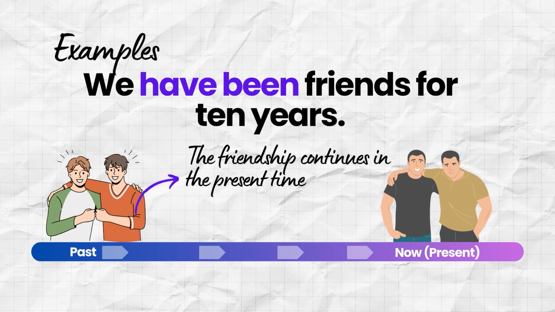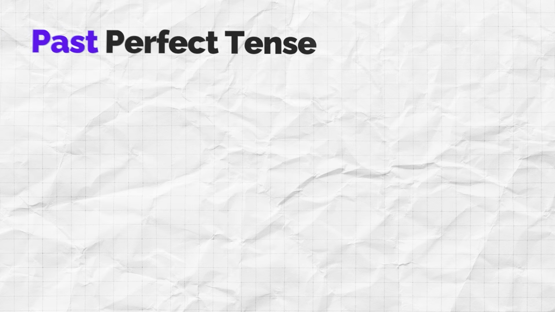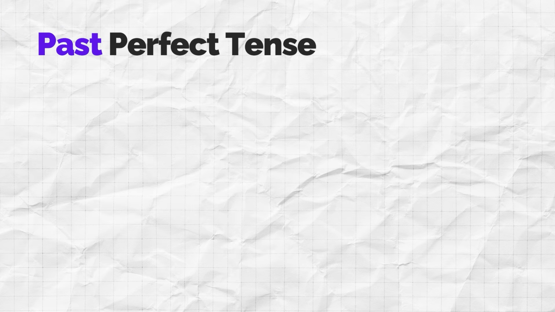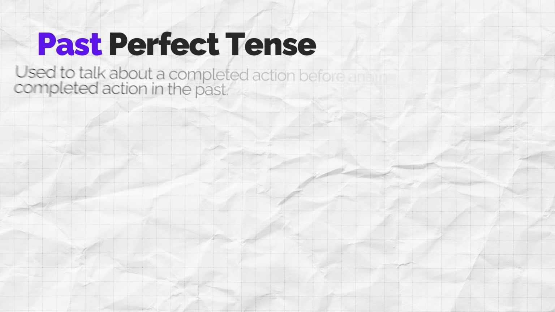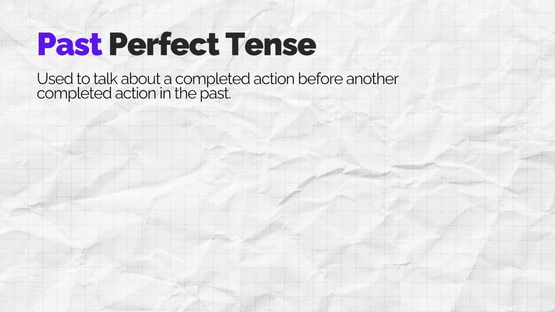So we use the present perfect tense to talk about actions that started in the past. When they started is not important, but they are relevant in the present. I hope you got it. Now, let's move on to the past perfect tense. We use the past perfect tense to talk about a completed action before another completed action in the past.